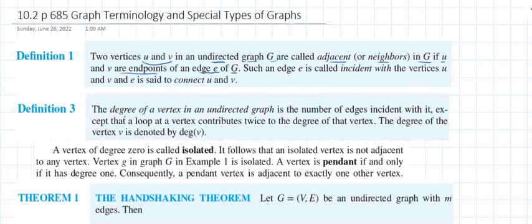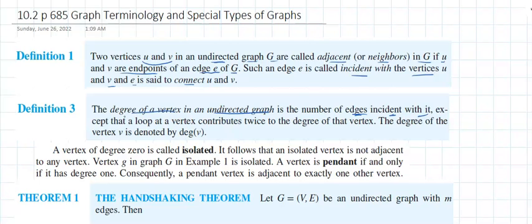Such an edge E is called incident with the vertices u and v, and E is said to connect u and v. Okay, when I do examples, I'll point those out. The degree of a vertex in an undirected graph is the number of edges incident with it.